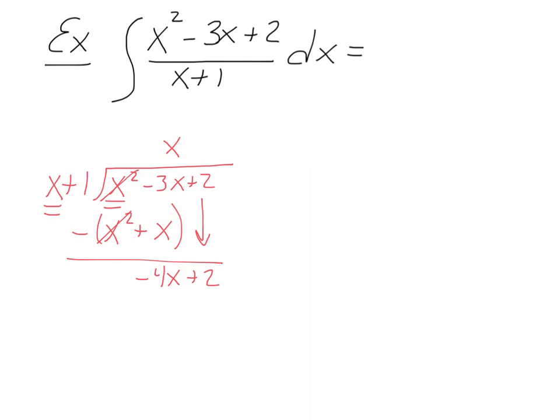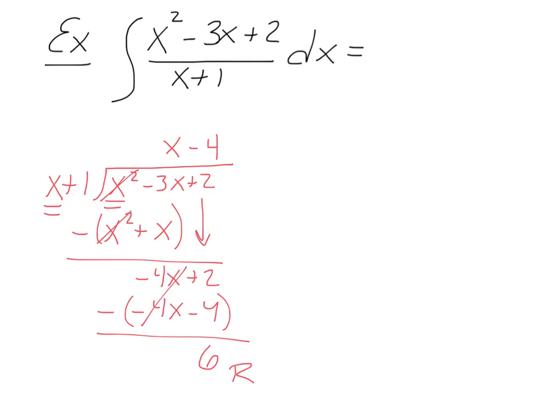What do I need to multiply x by to cancel out now the negative 4x, which is in front? I need a negative 4. And so there's my negative 4. I multiply it through, minus 4x minus 4, and I subtract straight down. Negative 4x minus negative 4x cancel. 2 minus negative 4 gives me a remainder of 6.